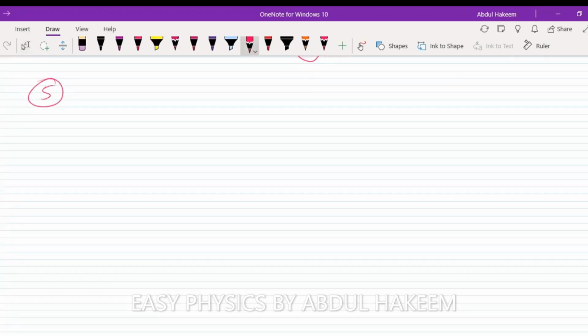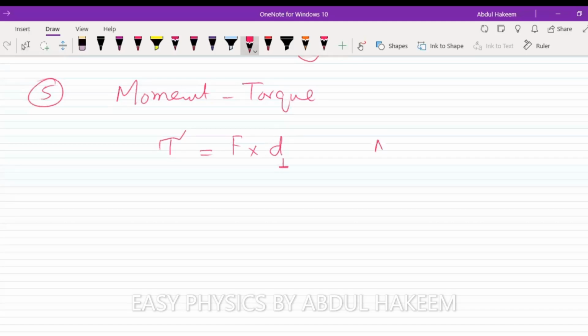The first is the moment, the torque, and the moment, not momentum. Moment, which is torque, which is turning effect, is defined as the product of force and its perpendicular distance from the pivot. So the torque is F times D, but D must be perpendicular, and the unit is Newton meter. And if the distance is not perpendicular, then the torque will be FD sin θ, where θ is the angle between the force and the distance.